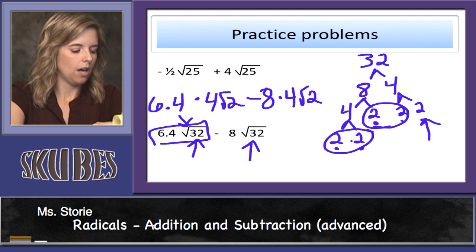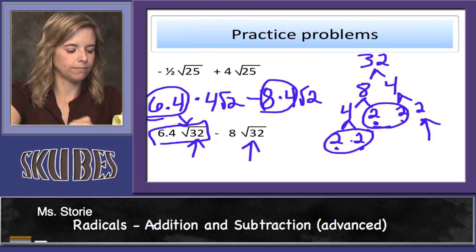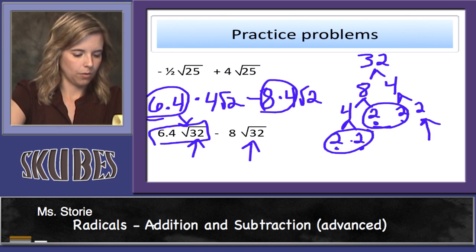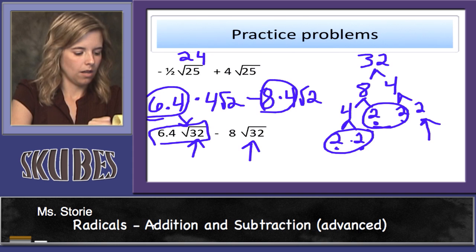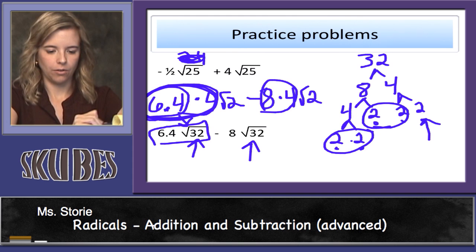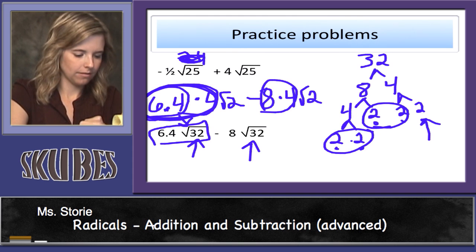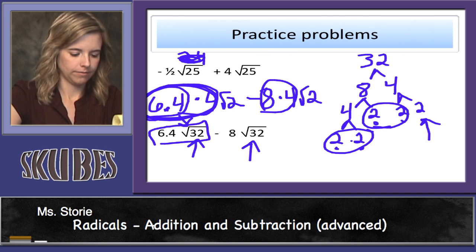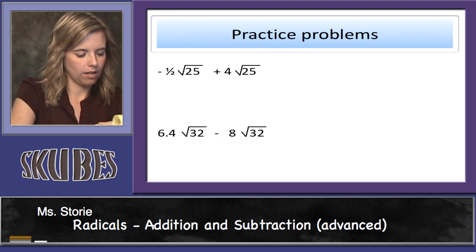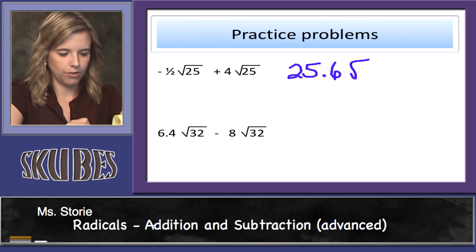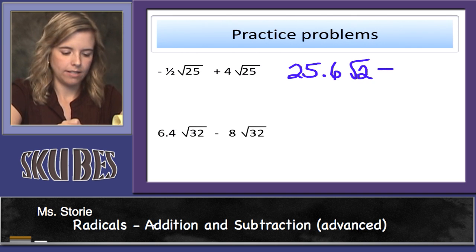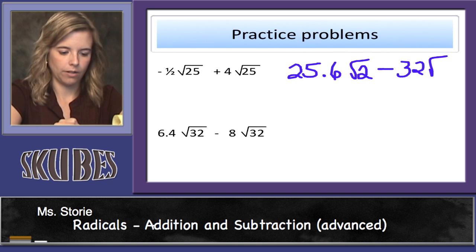Alright? You're going to have to multiply these first. So you end up with 24. And then I'm sorry, that's 6.4 times 4. So that's going to be a different number. So you've got 6.4 times 4, and we're going to end up having a 25.6 radical 2. And then we were subtracting the 8 times 4, which was 32 radical 2.